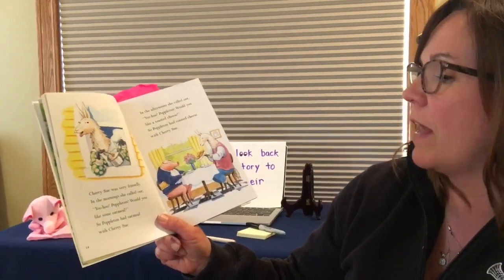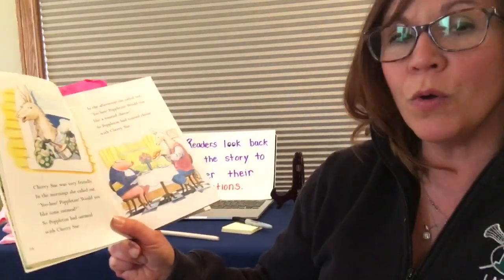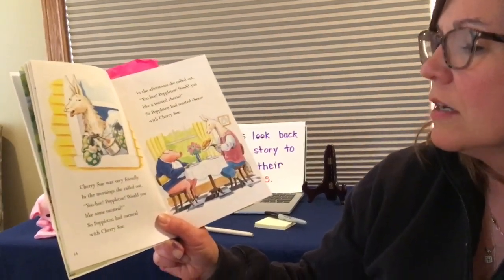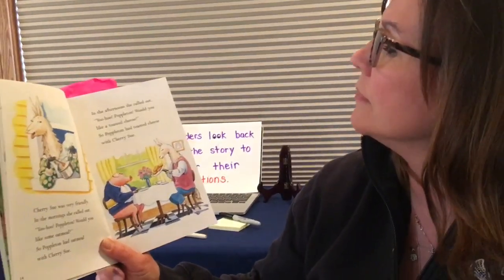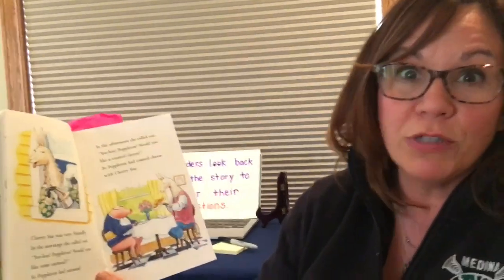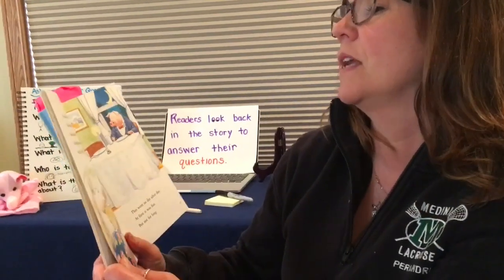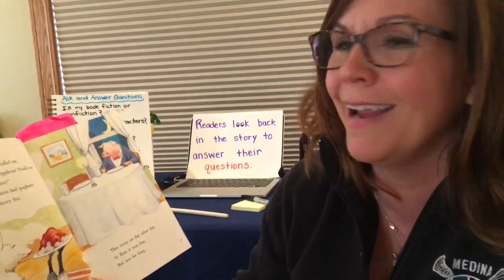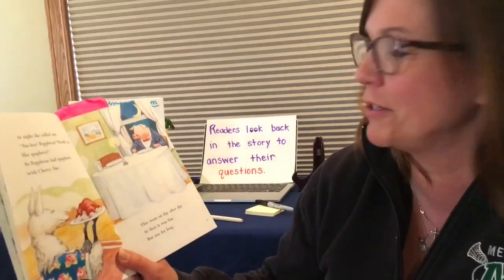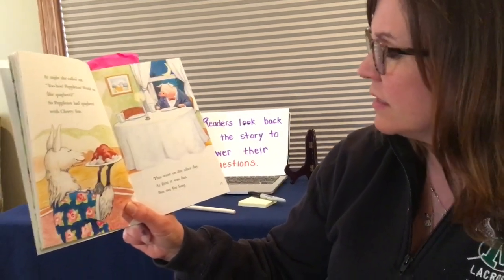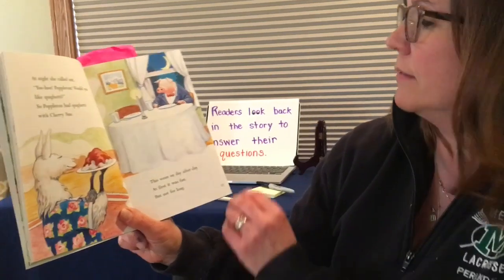Cherry Sue was very friendly. In the mornings, she called out, "Yoo-hoo, Poppleton, would you like some oatmeal?" So, Poppleton had oatmeal with Cherry Sue. In the afternoons, she called out, "Yoo-hoo, Poppleton, would you like a toasted cheese?" So Poppleton had toasted cheese with Cherry Sue. At night, she called out, "Yoo-hoo, Poppleton, would you like spaghetti?" So Poppleton had spaghetti with Cherry Sue. This went on day after day. At first, it was fun, but not for long.